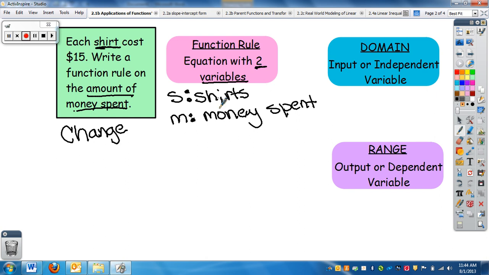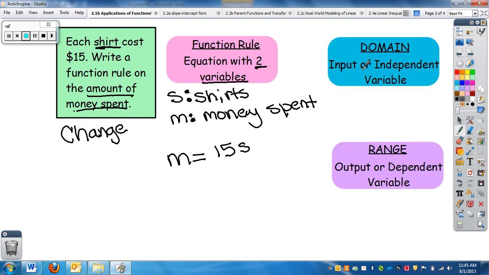Alright, so you have your two variables, and now we just need to write the equation of how these two work out. Well, if each shirt costs $15, and I want to know the total money spent, my equation would be the amount of money I spent would be M = 15S. So if I bought 3 shirts, I take 3 times 15, and that's how much money I owe.